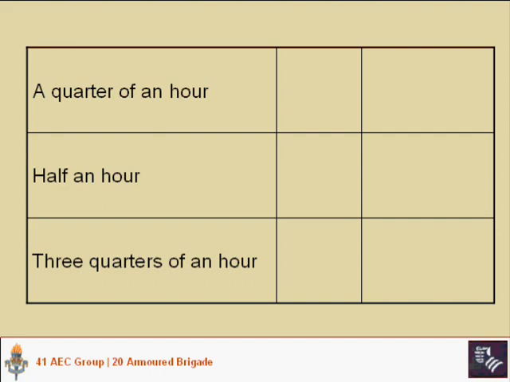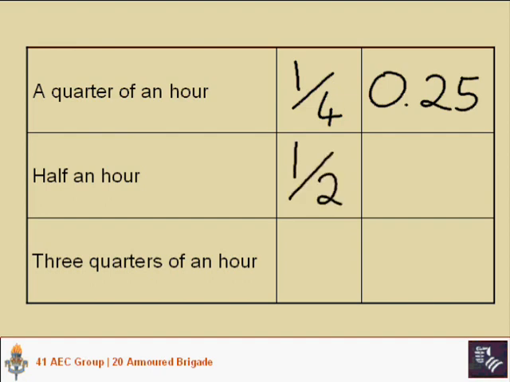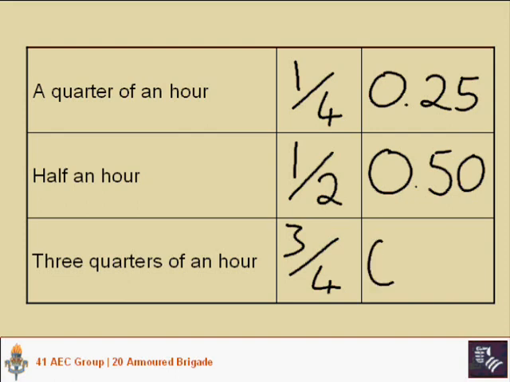A quarter of an hour would be written as 1/4, a quarter. In decimal time, we know that it's 0.25 hours. Half an hour is 1/2, a half. In decimal, it's 0.50. 3/4 of an hour is 3/4. In decimal, 0.75. That's all quite straightforward, but as we said earlier, we often need to convert time to decimal time to be able to carry out a calculation.